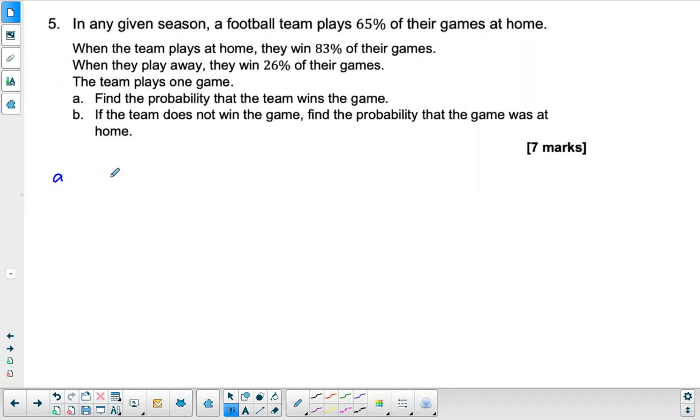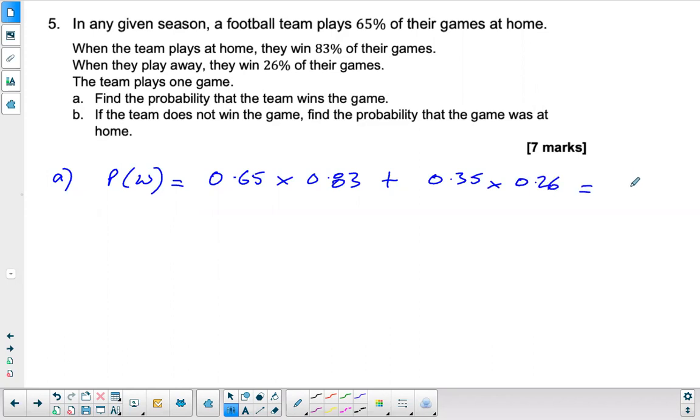So the probability that they win the game, PW, is going to be 0.65, the percentage of their games they play at home, times the percentage of their home wins, plus 0.35 times 0.26. And you put that in your calculator and you get a probability which is 0.6305. 1 mark for that part of it, 1 mark for that part of it, and 1 mark for the answer.